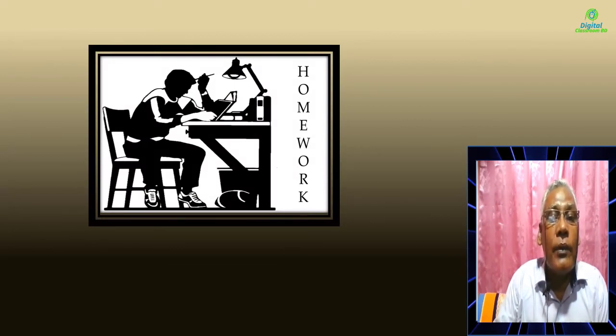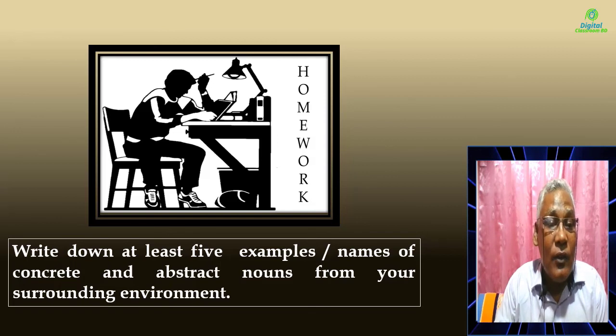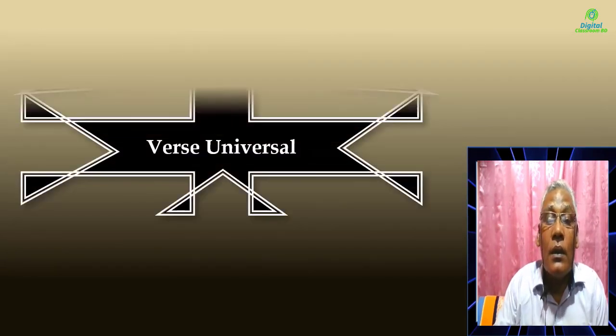Now I will give you homework. Everybody will do it. Please don't miss it. Try to do it at home, and I think you can easily do it. You have to write down at least 5 examples or names of concrete and abstract nouns from your surrounding environment. It's very easy, I think. Everybody can do it easily. You have to write at least 5 examples or names of concrete and abstract nouns.